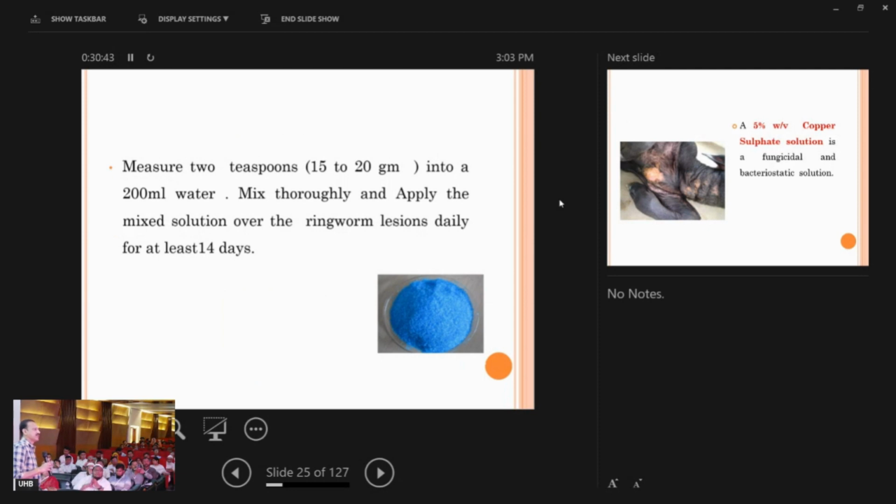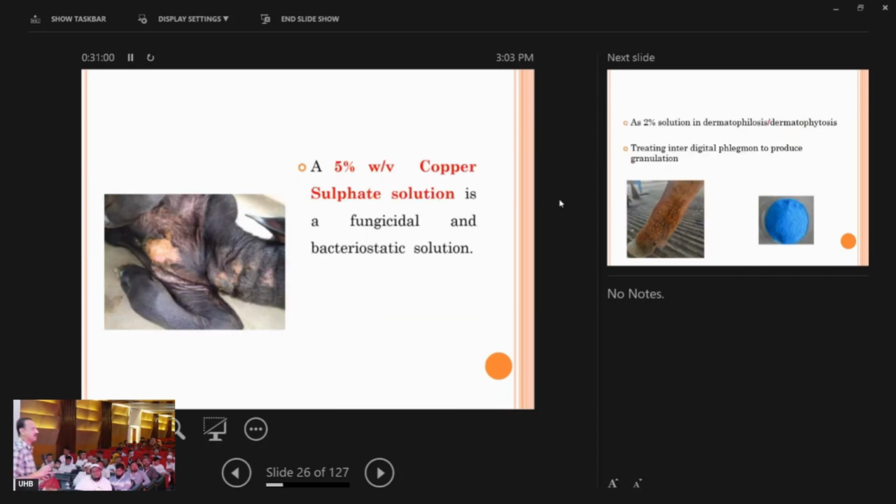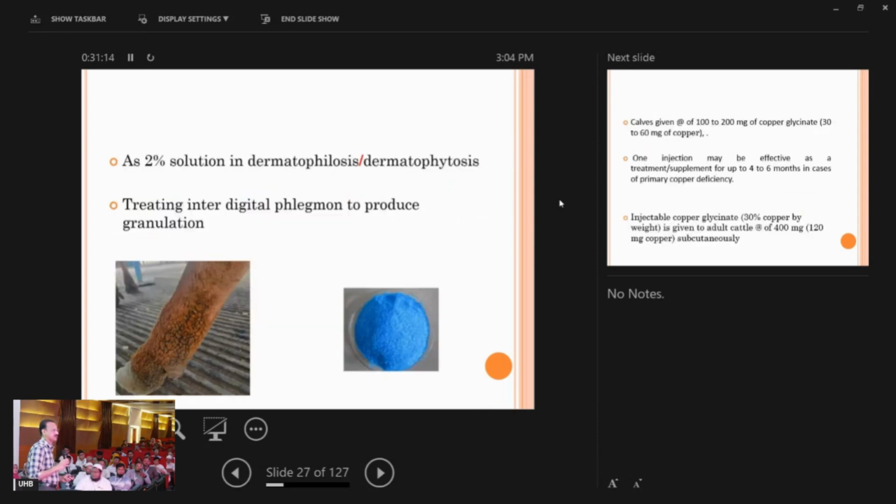It is also effective in treating dermatophytosis cases, ringworms. 2 teaspoons of copper sulfate can be mixed with 2 ml of water and applied over the skin lesions, dermatitis lesions. So dermatophytosis can be cured with this copper sulfate. 5% copper sulfate solution is also used as a fungicidal and bacteriostatic solution. It's all economical. In large animal practice, you cannot go for an ointment base, it costs a lot. So you can use this type of solution, a 2% solution, in case of dermatophytosis.